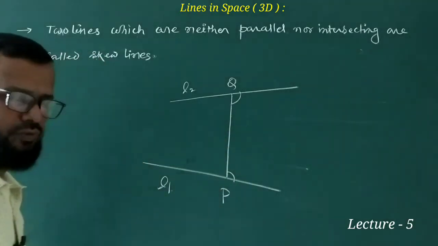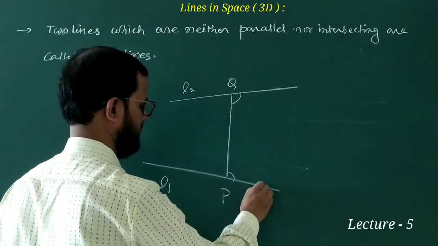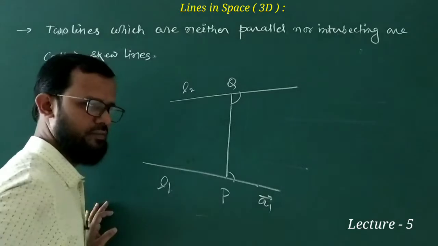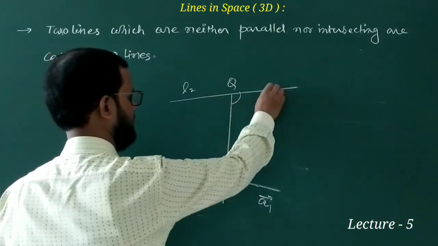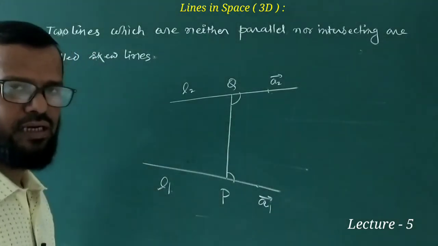Okay, we know that a line L1 passes through a point with position vector, suppose a1, and is parallel to some vector b1. Another line L2 passes through a point with position vector a2 and is parallel to some given vector.